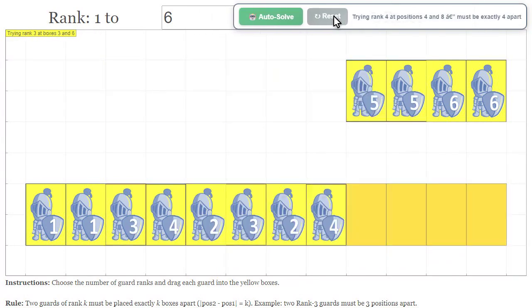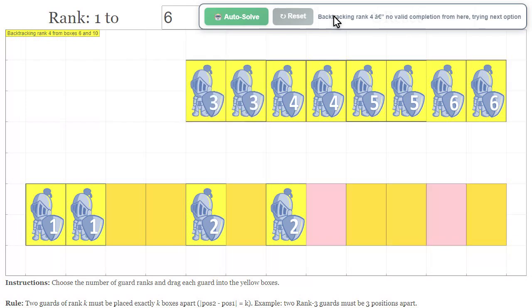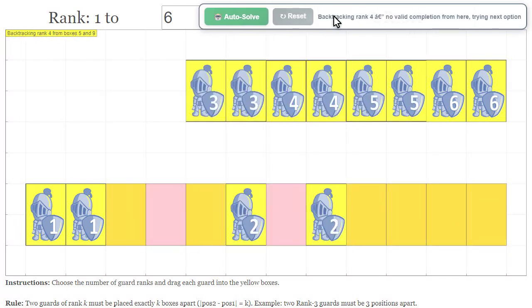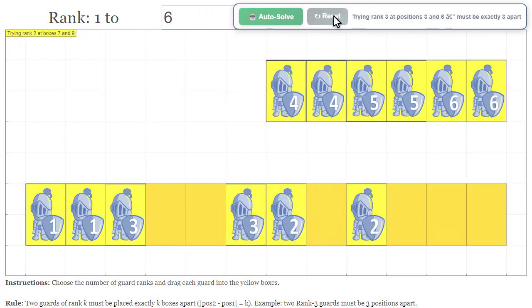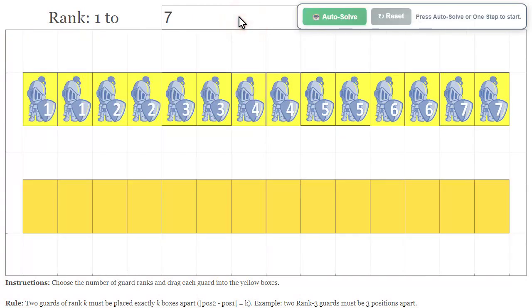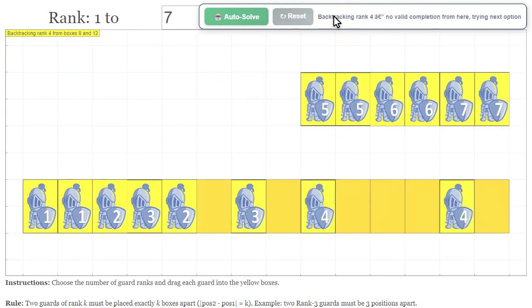Here's a pattern worth noticing. Solutions at 3 through 8 only appear at n equals 4, 5, and 8. What do those numbers have in common? Pause the video and think before we reveal it.